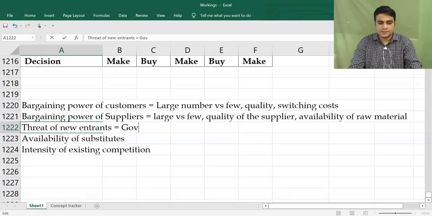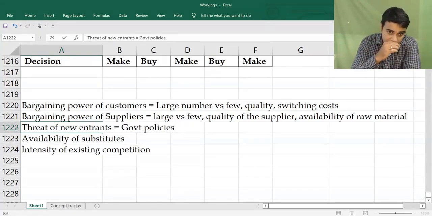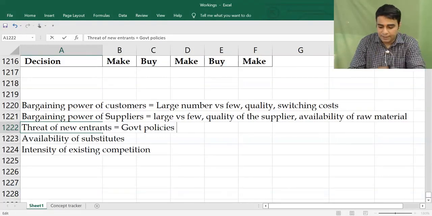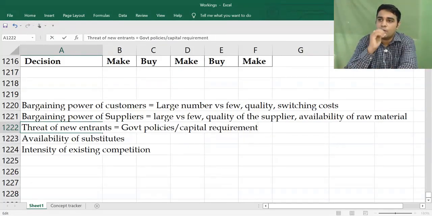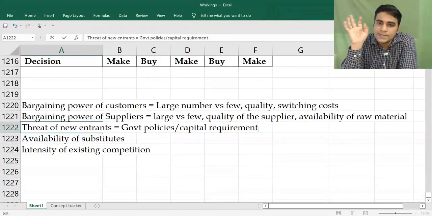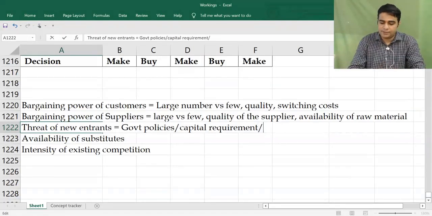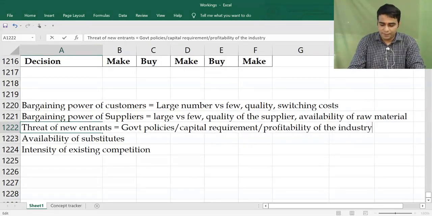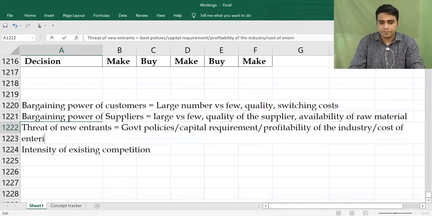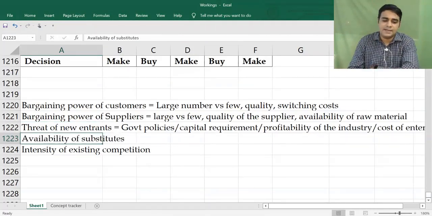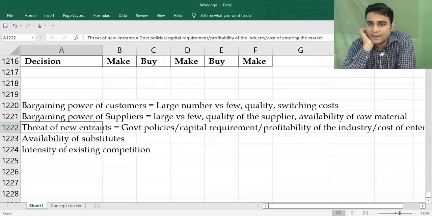Okay, government policies. I was looking for one thing specific. Capital requirement. Okay. All this is moving to one point I am thinking about. What is that? Government policies, capital requirement. What else? Profitability of the industry. Okay. Cost of entering the market. All this basically, are there any entry restrictions? So are there any entry barriers?